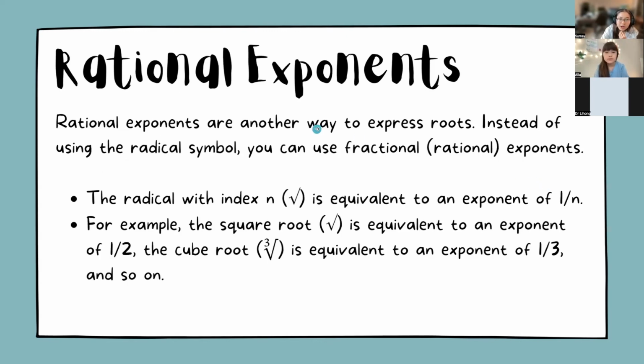So now we have rational exponents. Rational exponents are another way to express roots. Instead of using the radical symbol, you can use fractional or rational exponents. A radical with an index of n is the equivalent of an exponent of 1 over n. So for example, the square root is equivalent to an exponent of 1/2. The cube root is equivalent to an exponent of 1/3, and so on.